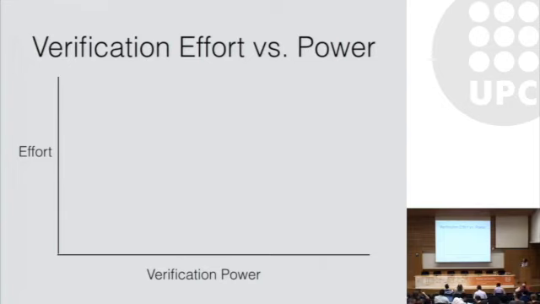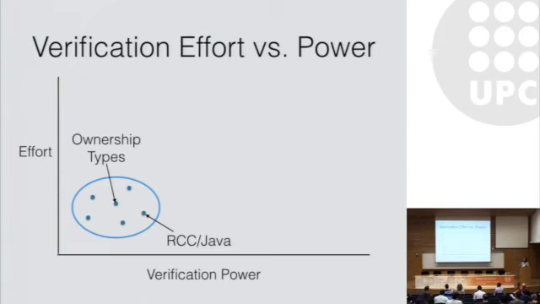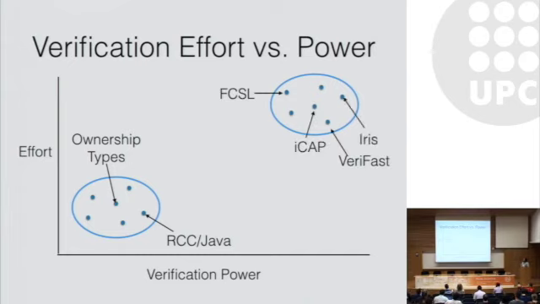So if you think of it in these terms, we have a large body of work down here in the lower left, where with relatively modest effort we can get things like race freedom or deadlock freedom. And we have a large and growing body of very powerful work on concurrent program logics, where you can do a lot, but you have to pay a lot in terms of the effort you put in.